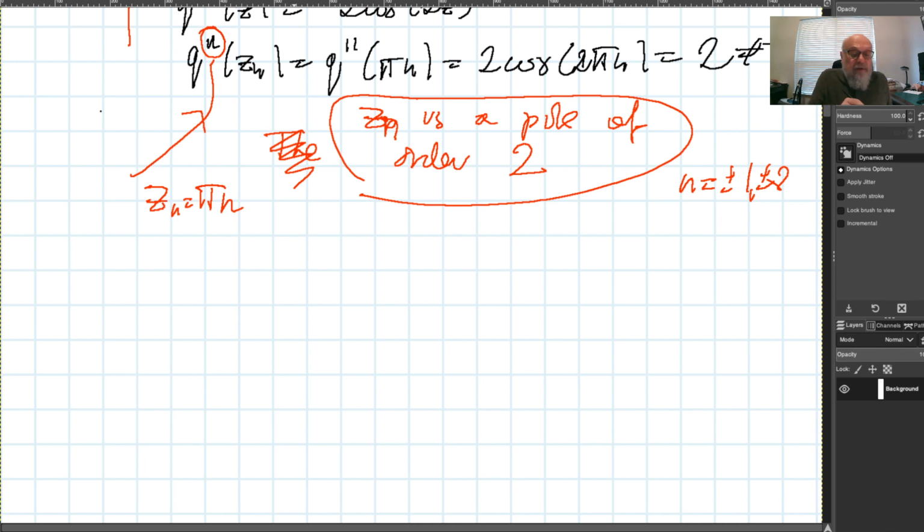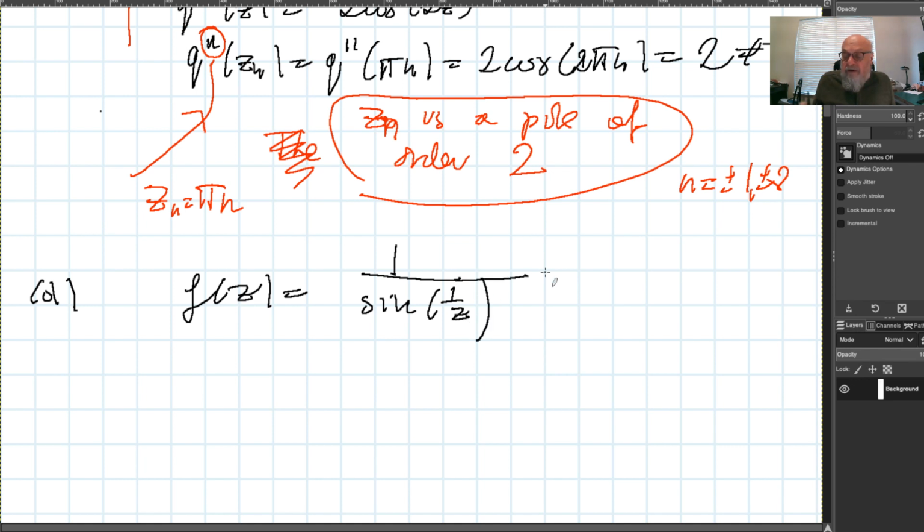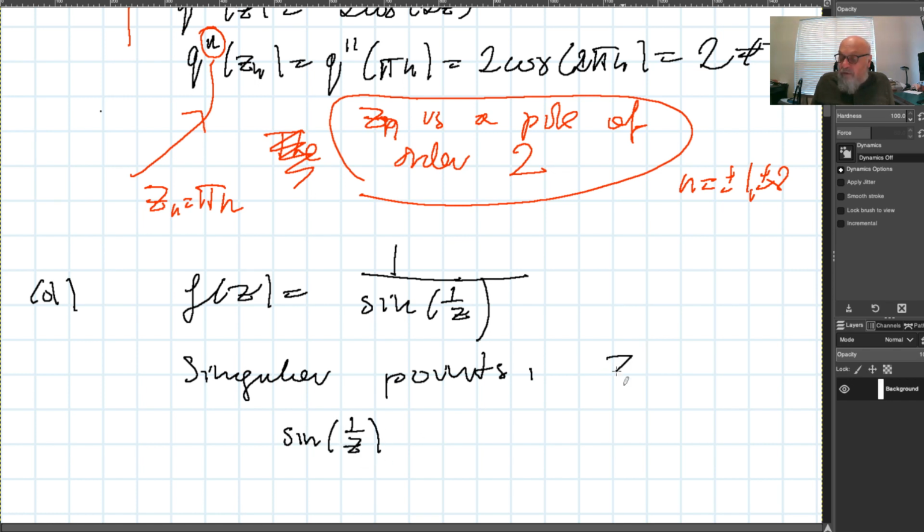So we have that one, and let me check if we could do another one. What about the function f of z equal to 1 divided by sine of 1 over z? So again, you have to find the singular points. So what are the singular points? I know how to find them. We have here sine of 1 over z. So first of all, z0 will be equal to 0.